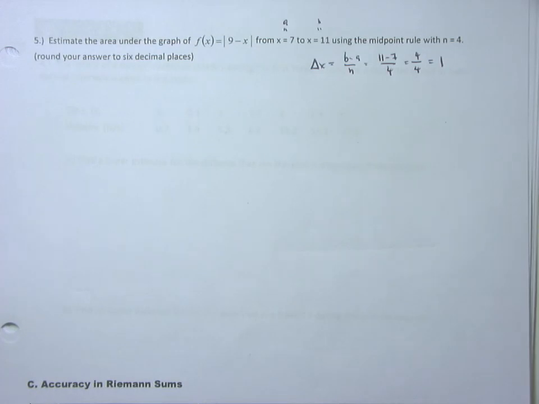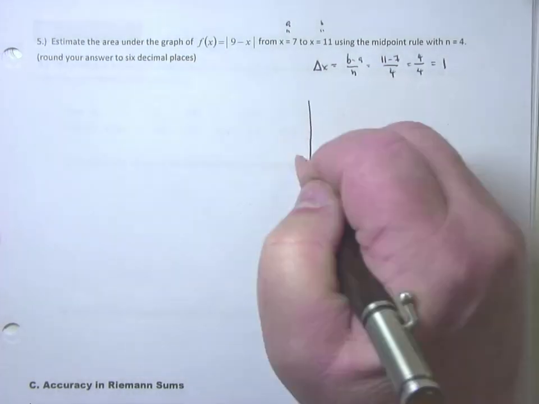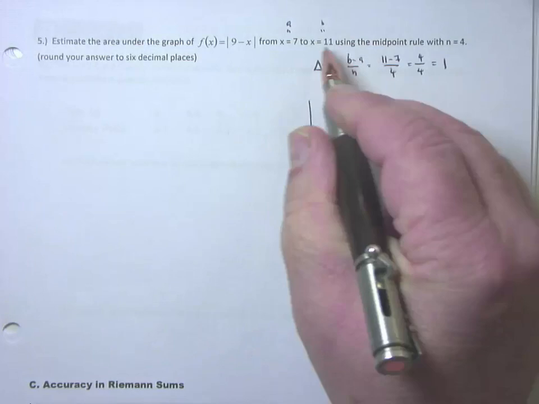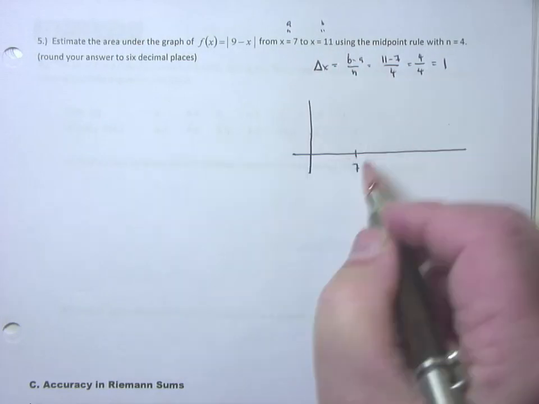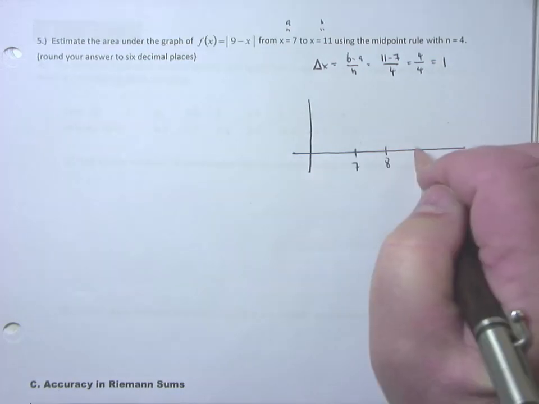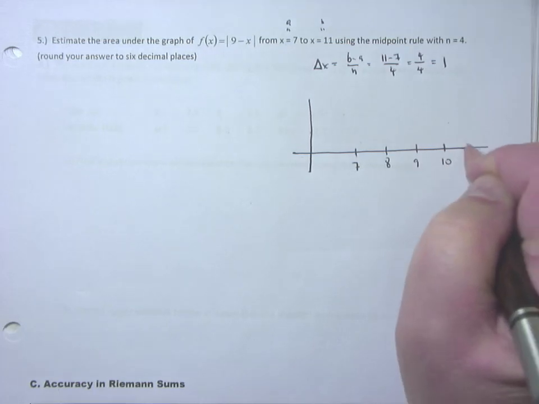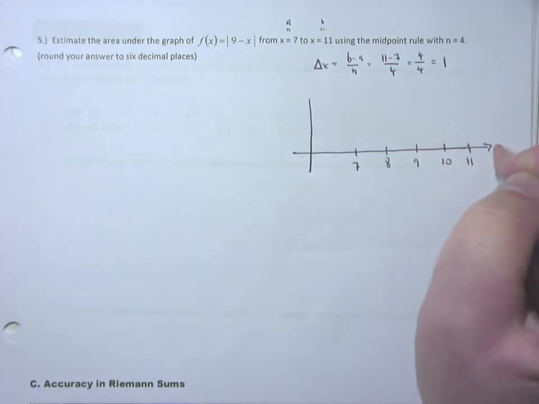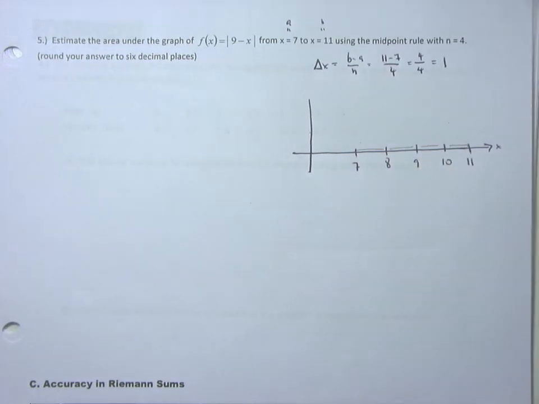So now, putting in my partitions, but this time I'm actually going to graph this just to show you. But all I care about is between 7 and 11. My delta x is 1, so I'm going to start at my a, which is 7, move over 1, which is 8, move over another 1, which is 9, another 1, which is 10, another 1, which is 11, and that's all I care about. 1, 2, 3, 4 partitions as n equals 4.